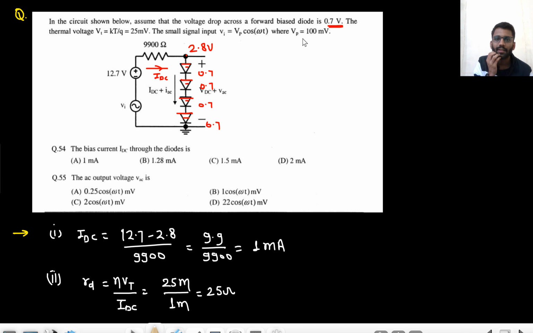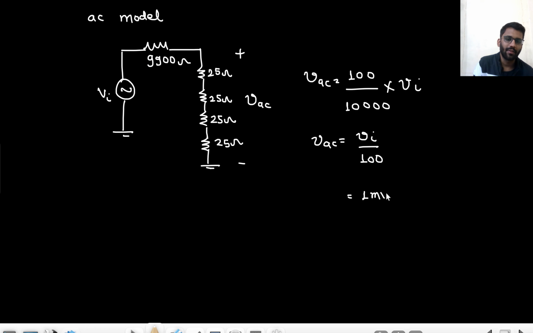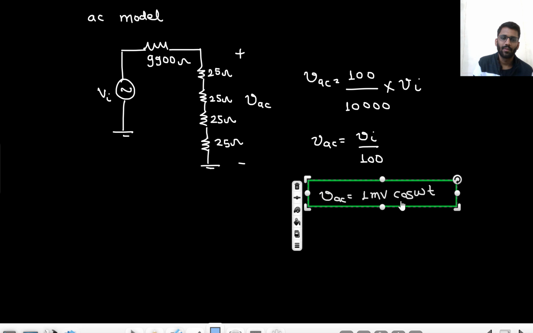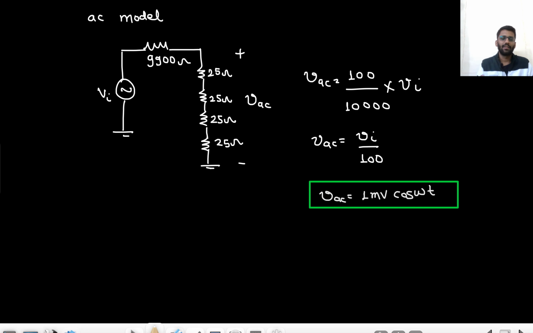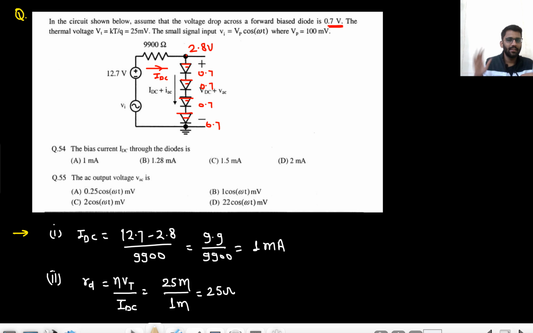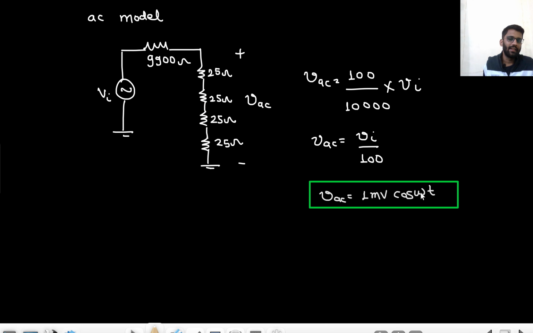So basically, my input was VP cos omega t, that is 100 millivolt cos omega t. So 100 millivolt by 100 means I am getting 1 millivolt cos omega t. This is my VAC. What did I do? First I found the DC current. From there I got the value of RD, that is 25 ohm. So all diodes will be replaced with 25 ohm resistance. Total 100 ohm is there, 100 by 10,000, that means the gain is 1 by 100. So my output will be 1 millivolt cos omega t.